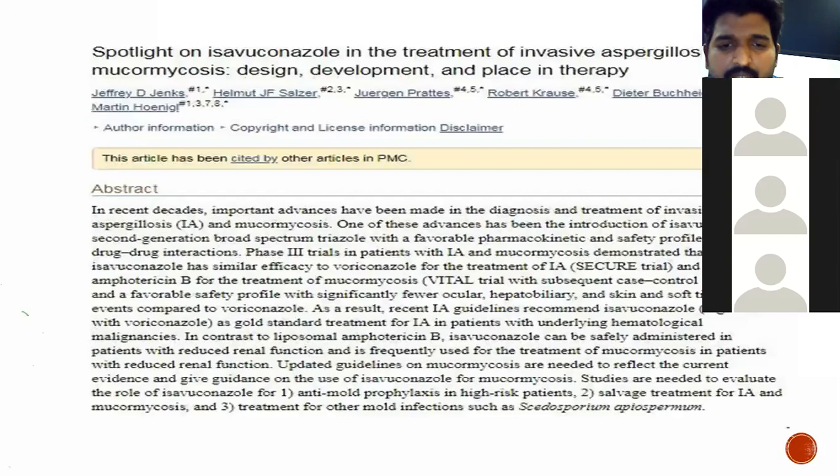This is not available here, as far as I am concerned. I am not using isavuconazole. It can be given for fungal infection, both for aspergillus and mucor, with a very good response.